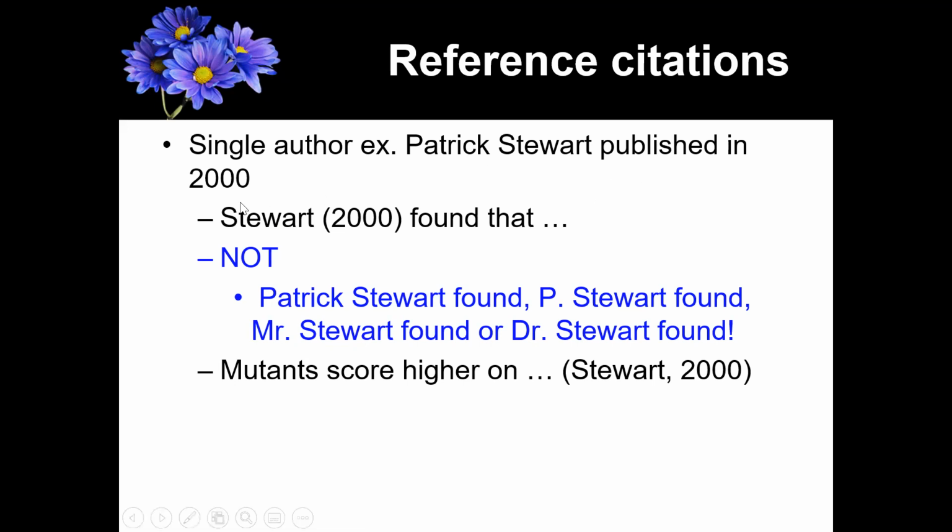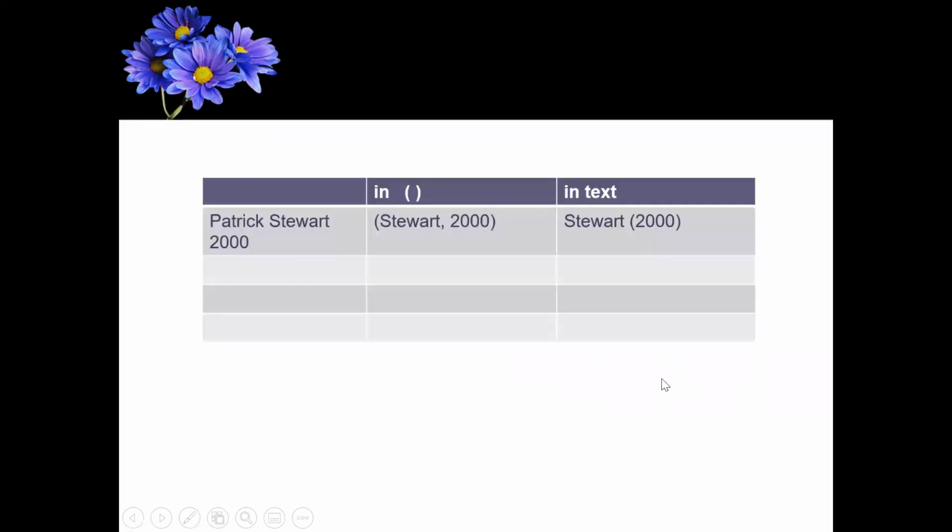So that's pretty self-explanatory, hopefully. Again, putting the name and then the year in parentheses right after it. That's one way. The other way you can do it is just to cite both the name and the year in parentheses. So, mutants score higher on, and then you would just at the end of that sentence say the name and the year both in parentheses together. Okay. By the way, there should be a comma here if you cite them in parentheses, or fully in parentheses.